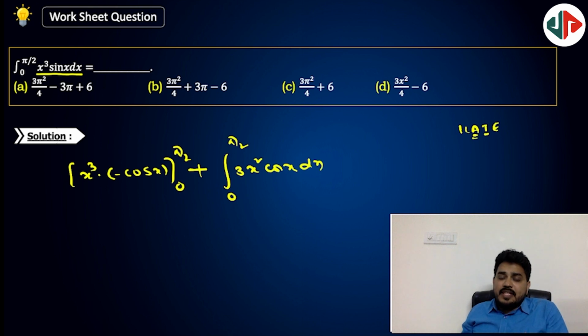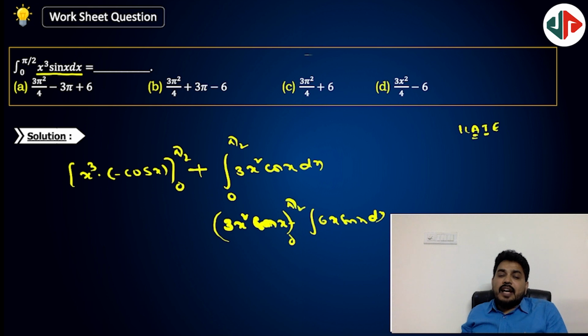Next step in this question, what will happen? 3x square into integral of cos x is sin x, minus integral of 6x into sin x dx. You write the values here, 0 to pi by 2, and 0 to pi by 2. So you will be getting this answer.